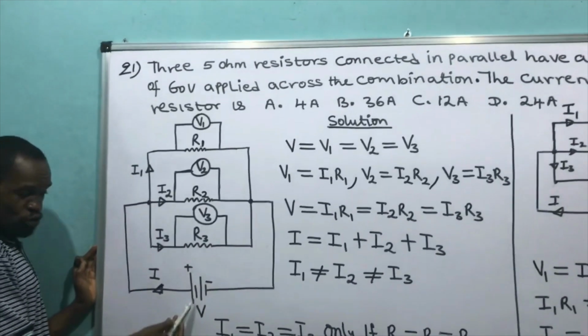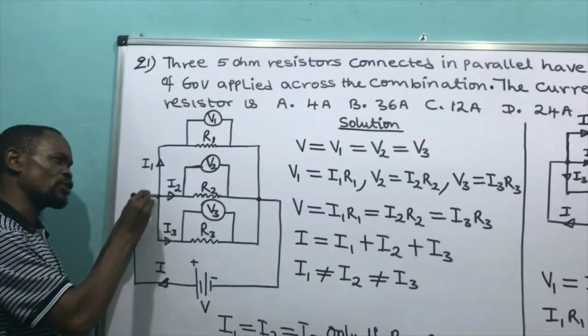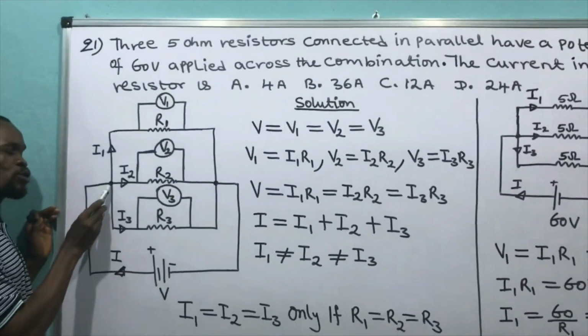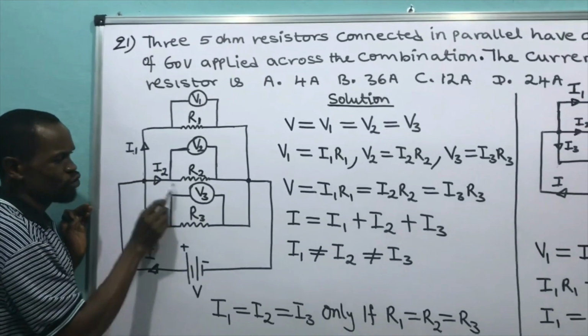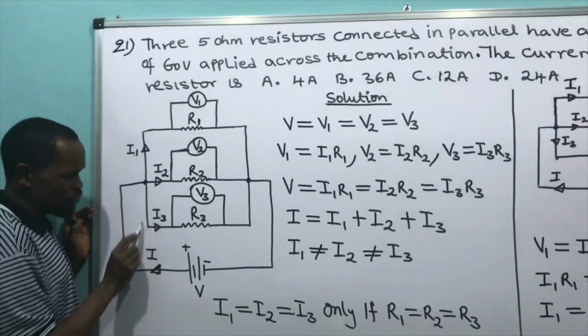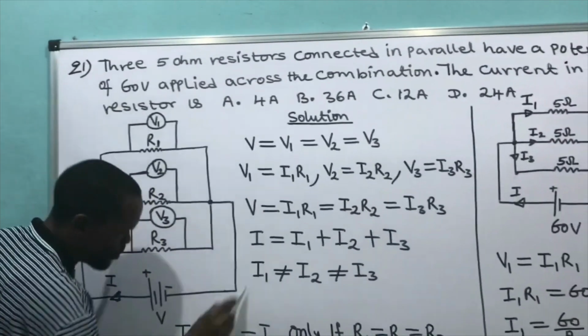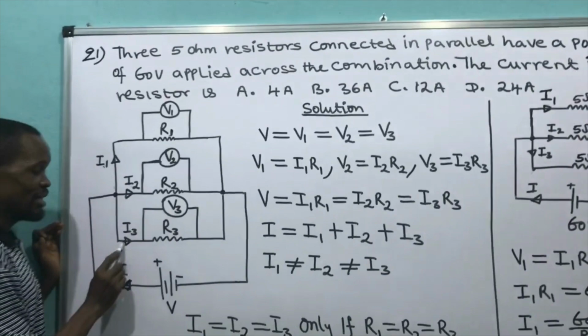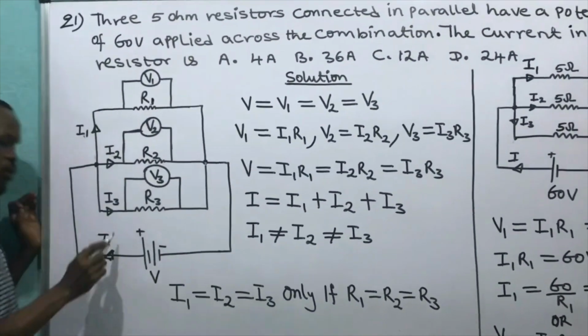This is the current produced by this battery, entering into the circuit. Getting to this point, some of the current will flow this way, which I call current 1. Some will flow this way, I call it current 2. And some will flow like this, call it current 3. And this current will come back here and return to the battery. They flow and come back to the battery.